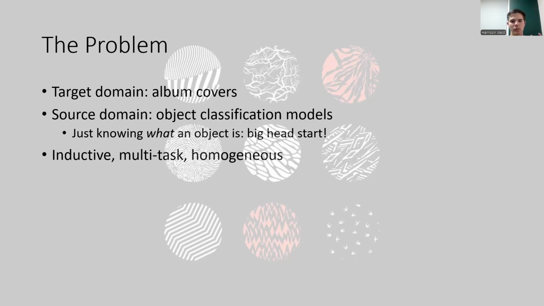So this is an inductive multitask homogeneous model. Inductive and multitask because label data is available in the source and target domains, and homogeneous because the domains have the same feature space. They're different distributions. That's what makes it transfer learning, right? But it's the same feature space because we're looking at image data. If we were trying to use audio to learn something about the image data, that'd be heterogeneous transfer learning.